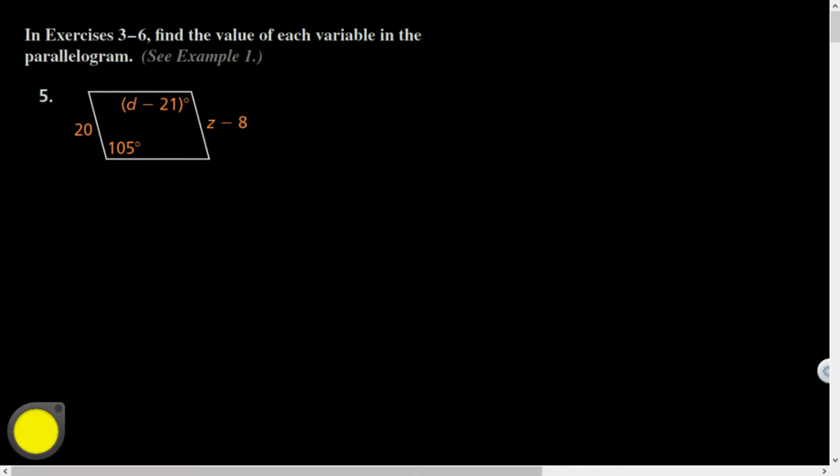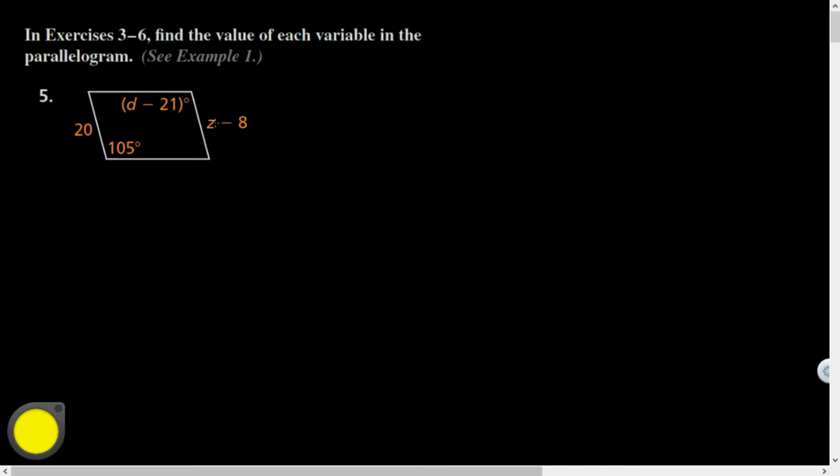Mr. Wada here. We were talking about properties of parallelograms. We demonstrated and proved a whole bunch of things yesterday, and these ones, once you know them, they're pretty easy to apply. This is from page 372. It says, find the value of the variable in the parallelogram.